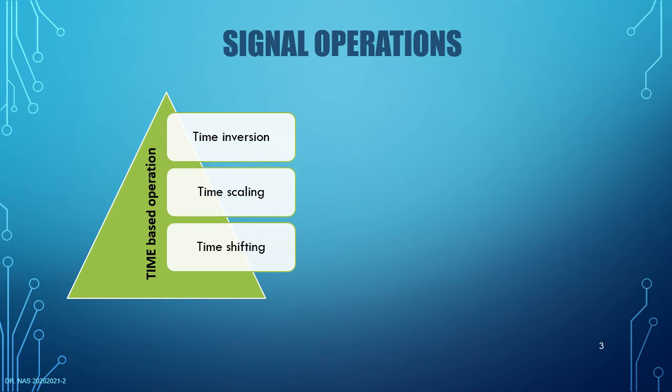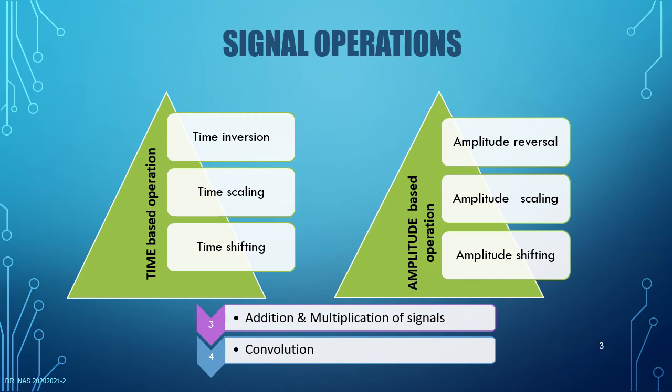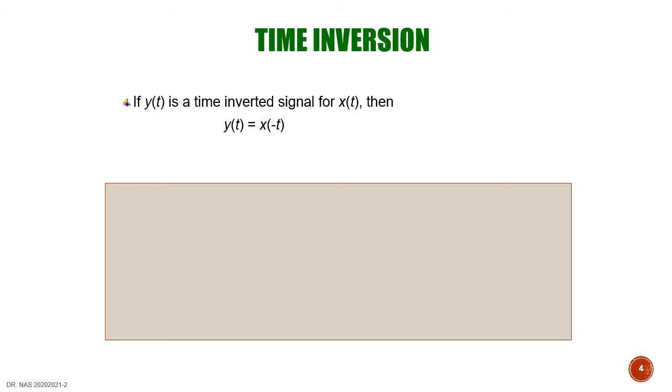This slide shows the different operations in time-based and amplitude-based, whether the signal is being inverted, scaled, or shifted in time or amplitude. The signal also may be added or multiplied with another signal. And lastly, we're going to discuss the convolution. Let's look at the first operation in time.